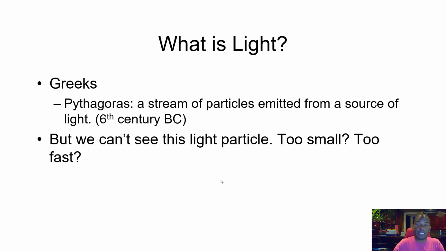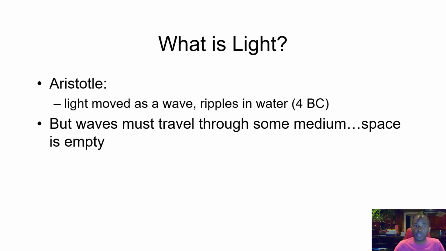He proposed an answer. He said that light is a stream of particles emitted from a source of light, which is weird, right? We tell you when you define something, don't use the word to define the word. But that was his definition. Very smart person, right? The problem with that definition is that we can't see this light particle. Why not? Is it too small? Is it too fast? What's going on? We need more information. So that brings us over to Aristotle.